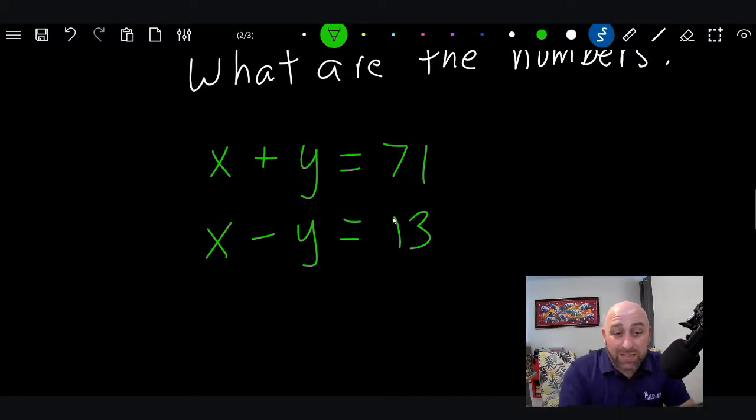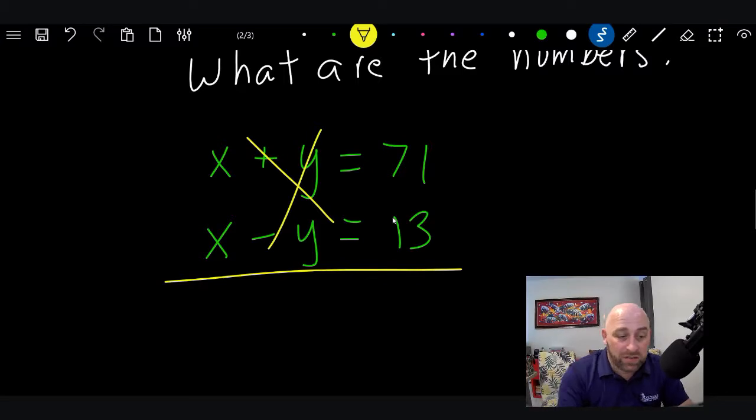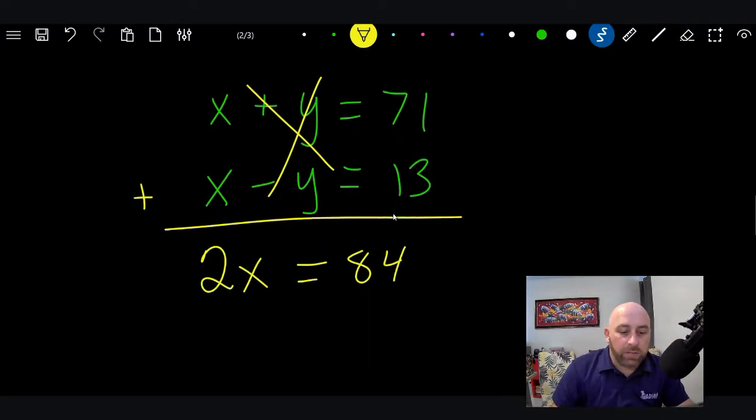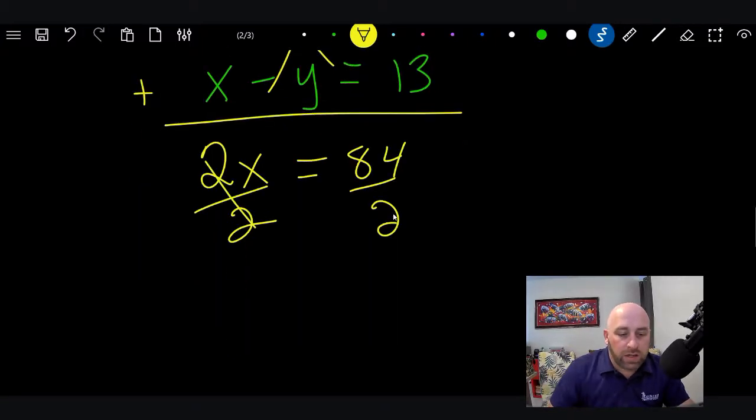I think elimination is the easiest one to use here because those y's cancel right out. We'll add these and get 2x equals 84. Then just divide by 2, and we get x equals 42.